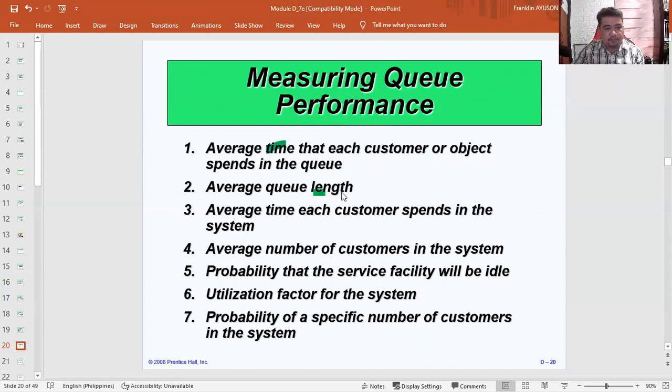Time, length, okay? Customer in the system, average time customer in the system, number of customer in the system, probability that the system will be idle, okay? How much is the utilization factor of the system? Gaano ko siya na-utilize? Para-parehas ba sila o merong isang part ng sistema na hindi ganong nagagamit? Yan. And finally, the probability of a specific customer in the system. Okay, again, we're talking about specific number of customer in the system.